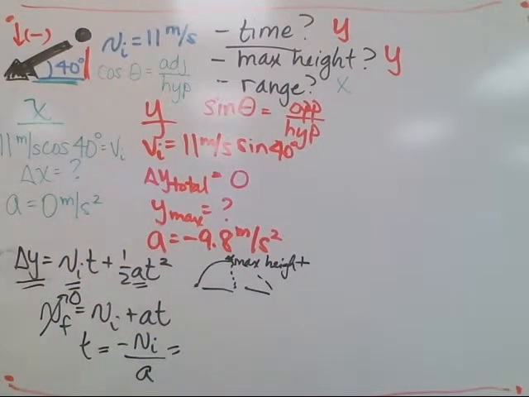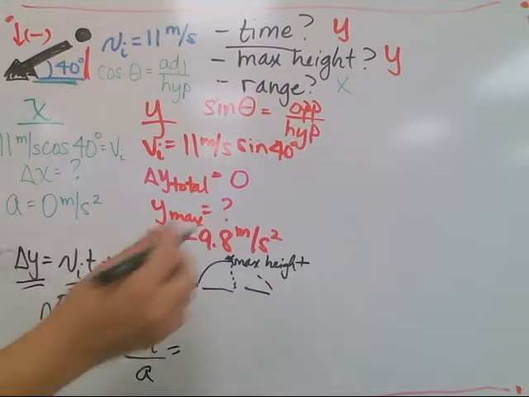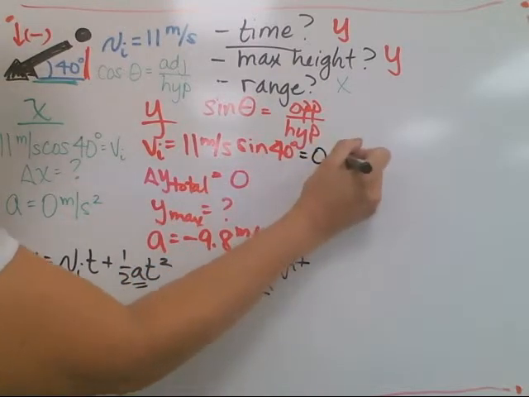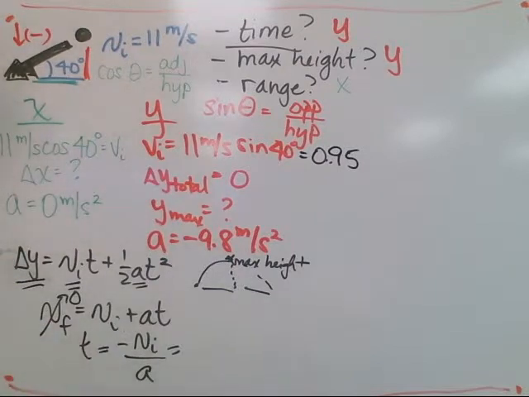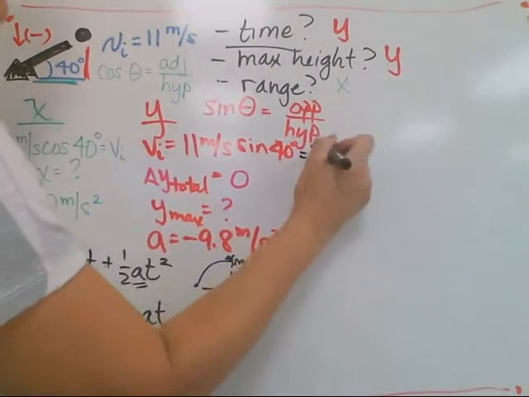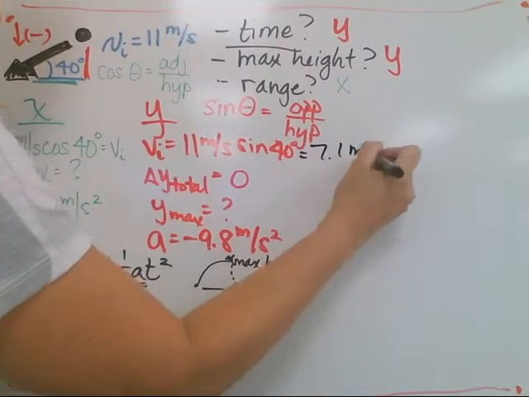So let me go ahead and multiply that out. Sine of 40 degrees times 11 gives me 0.95. Oh, that can't be right. I did something wrong. Okay, sine of 40 times 11. Oh, that's much better. 7.1. Okay, 7.1 meters per second.